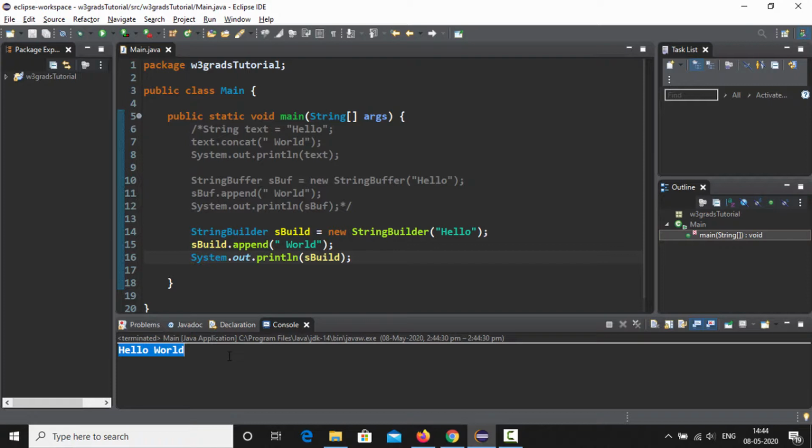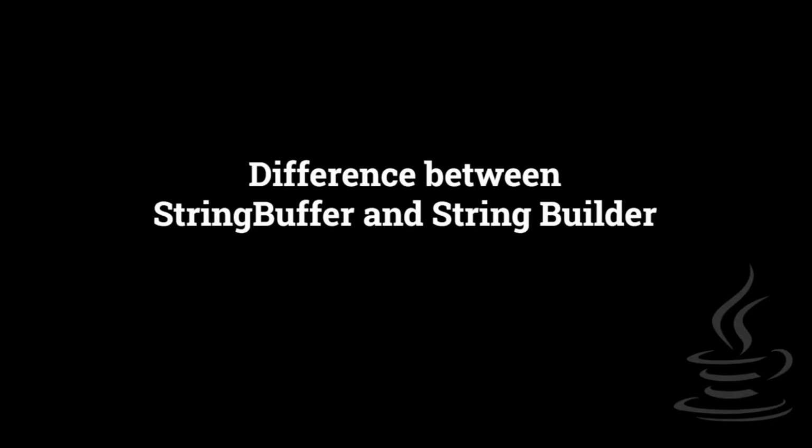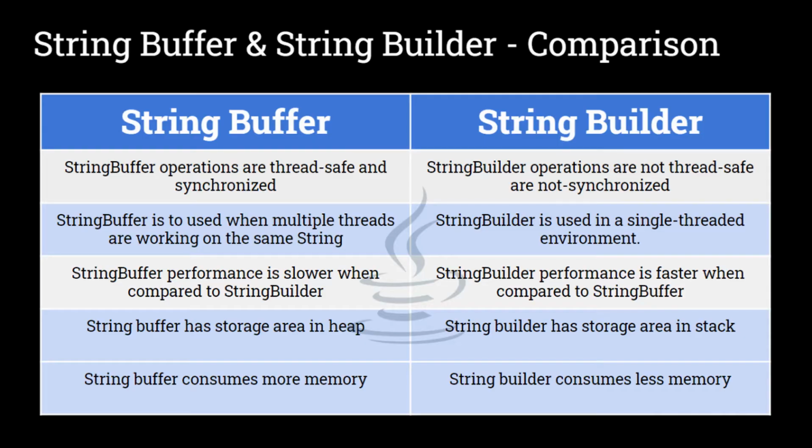Now that we have understood the string buffer and string builder classes, we will now see the difference between string buffer and string builder. Here is the difference between both the classes in tabular form. The first point says, string buffer operations are thread safe and synchronized, while string builder operations are not thread safe or not synchronized. By synchronization, we mean that, in a synchronized environment a single thread can perform a certain operation rather than distributing the work among multiple threads. While in non-synchronized environment, multiple threads can perform different operations.